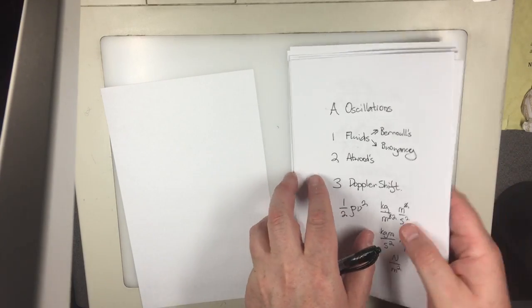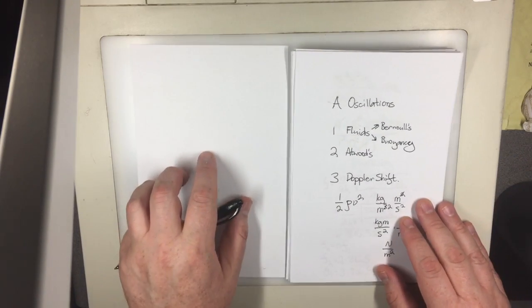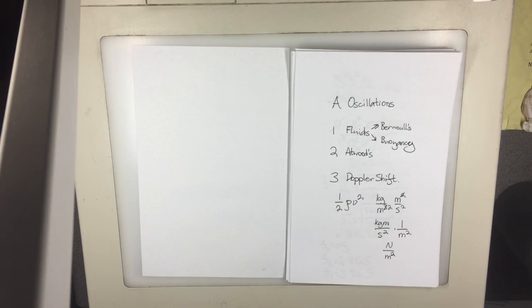That's why if you get Bernoulli's equation, you have to know that there is a conversion either from Newtons per meter squared to atmospheres or the other way around.